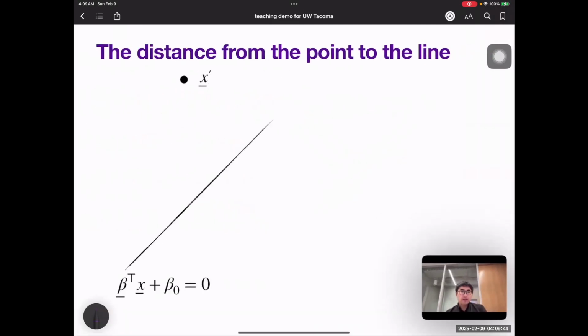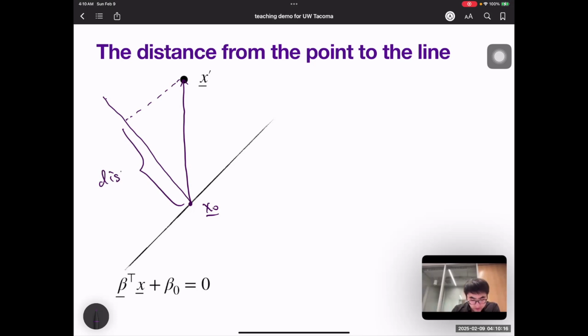For a point that is not on the line, we are curious to know the distance of this point to the line. The shortest distance can be computed as a projection. If we pick one point, x naught here, and then draw a line from x naught to x prime, the distance is a projection.